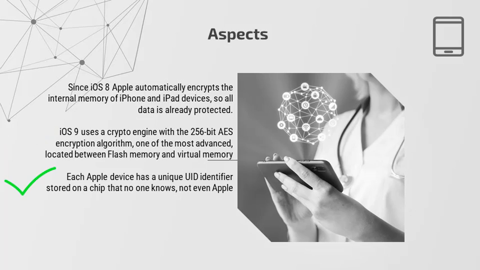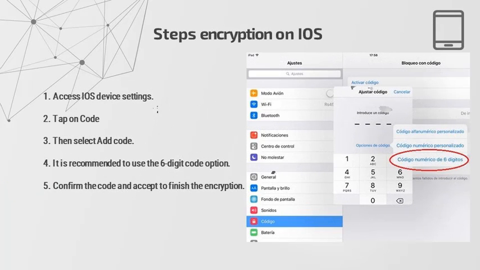Finally, each Apple device has a unique UID identifier stored on a chip that no one owns, not even Apple. Steps, encryption on iOS. First step is access iOS device settings. Second step, tap on code. Third step is then select add code.